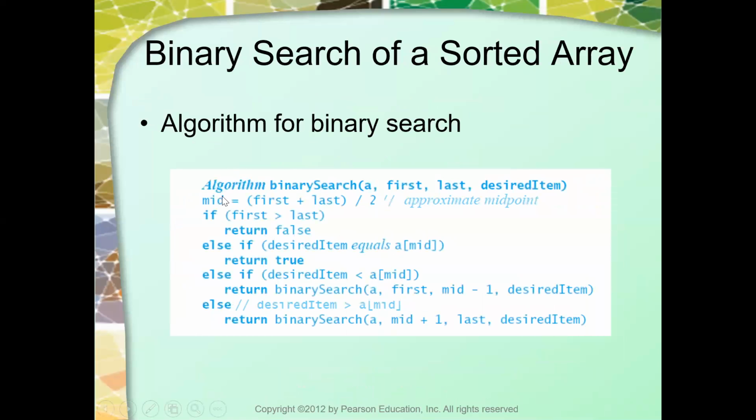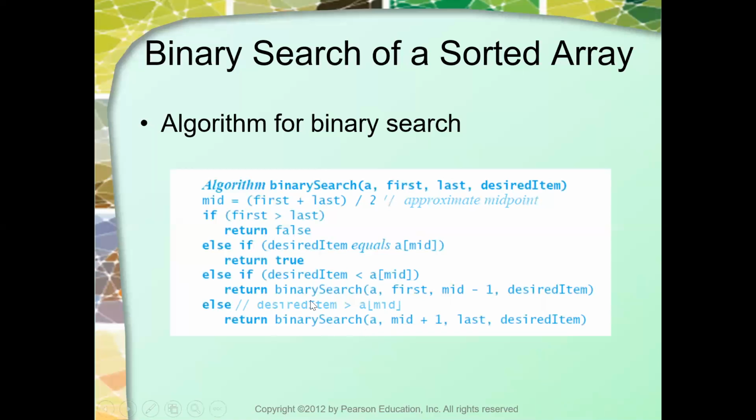It actually computes the midpoint value as first plus last divided by 2, just like we did. And then if first is greater than last, then we ran out of array to search. So we return false, we couldn't find it. If the desired item equals the value at the midpoint of the array, we return true. If the desired item is less than the value at the midpoint, then we do the binary search on the part of the array that we haven't looked at yet, from first to mid minus 1, just like we did with that display array method call, right?